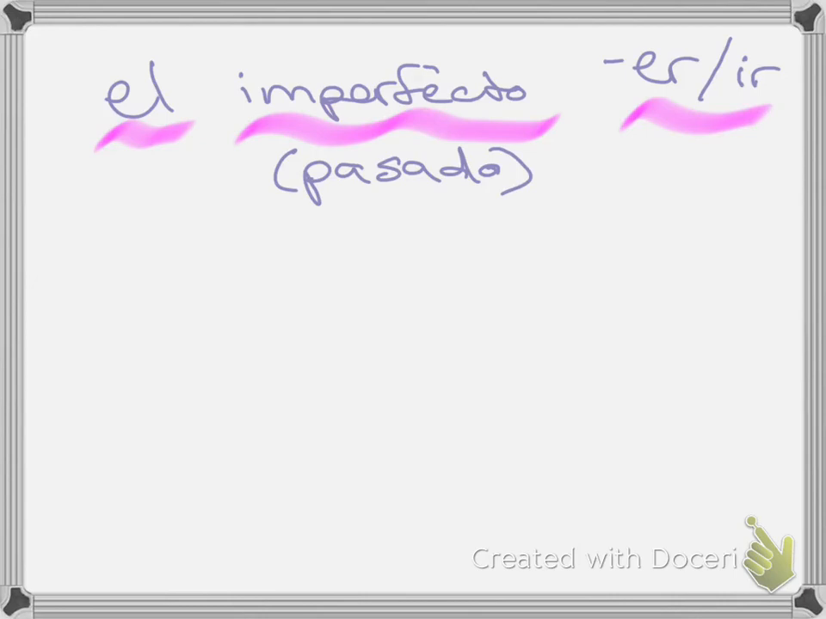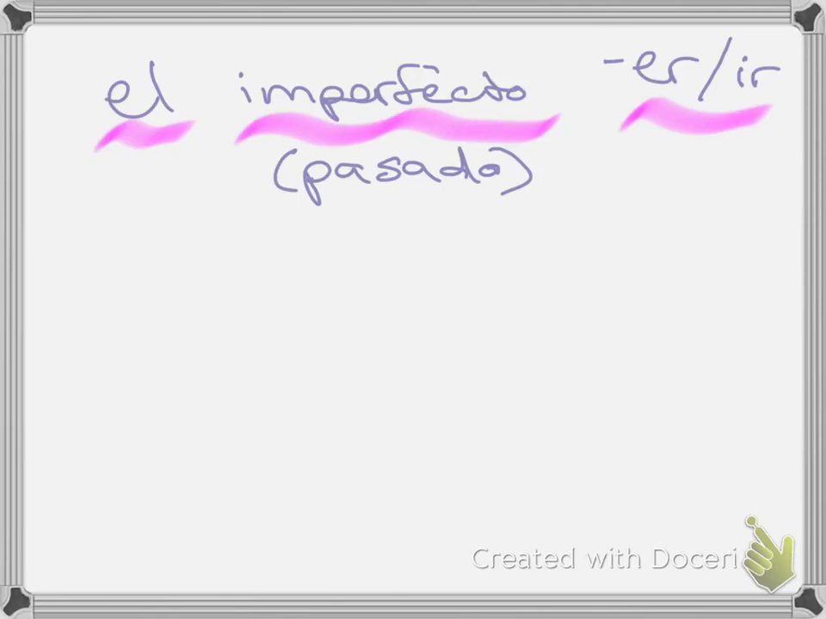Okay, if this is your first video about the past tense, I recommend looking at the first video, el imperfecto, for verbs that end in AR. We're going to talk a little bit about what it means. And so I'm just going to do a quick recap here. El imperfecto is one of two past tenses. Remember, there are two past tenses. One is called el imperfecto, and the other is the pretérito.